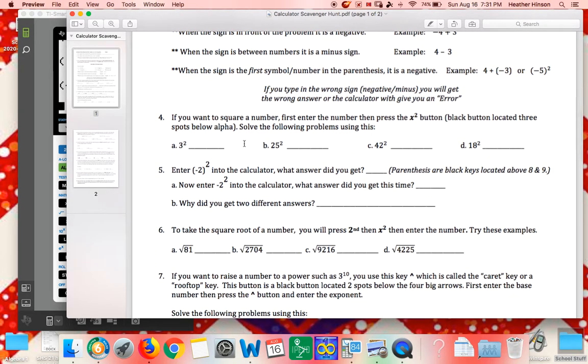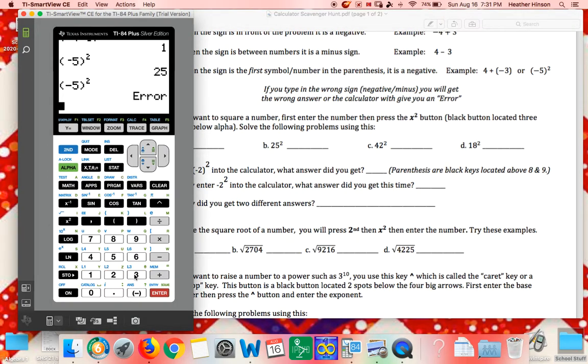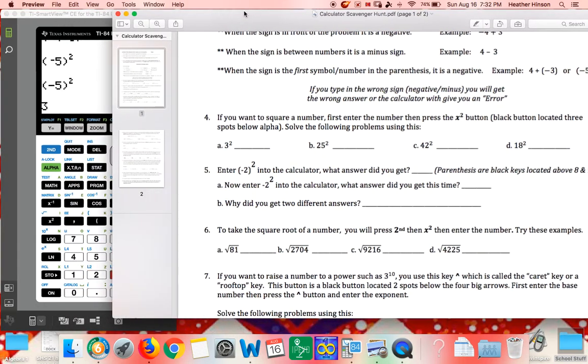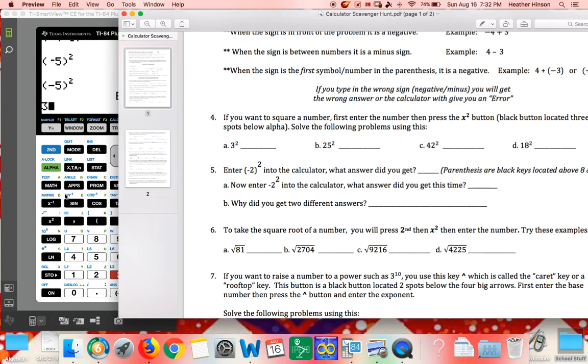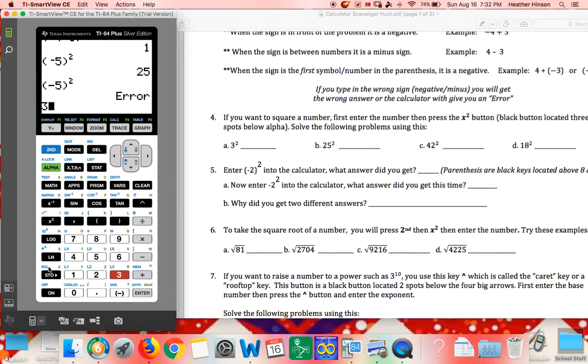Okay, the next one. If you want to square a number, like 2 squared, 4 squared, stuff like that, you're going to enter your number first. So our first one's 3 squared. So I'm going to enter 3. And then you're going to press the X squared button. Your X squared button is located on the left side, and it's right smack in the middle. That'll give you 3 squared, and then your calculator will solve it for you.